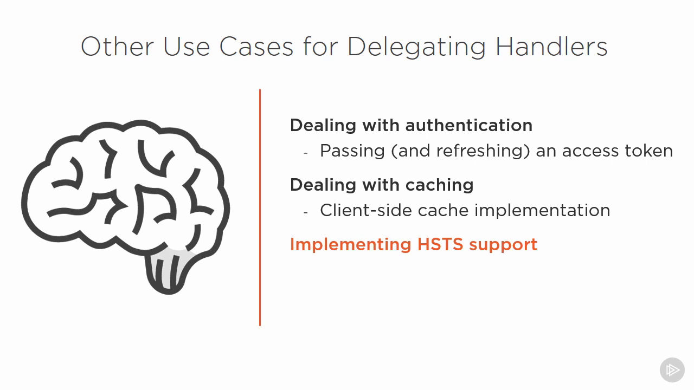HTTP Strict Transport Security is a web security policy mechanism that helps to protect websites against protocol downgrade attacks and cookie hijacking. It allows websites to declare that web browsers or other complying user agents should interact with it only using secure HTTPS connections and never via HTTP.